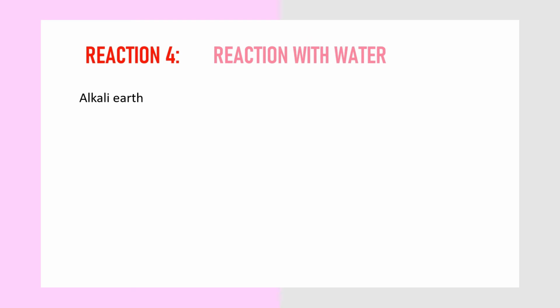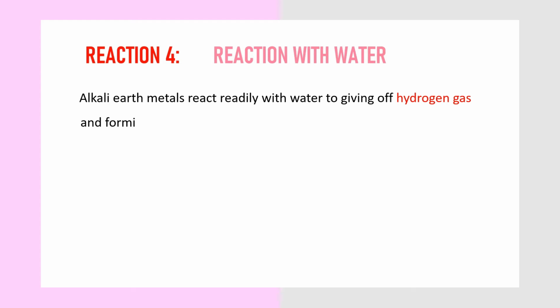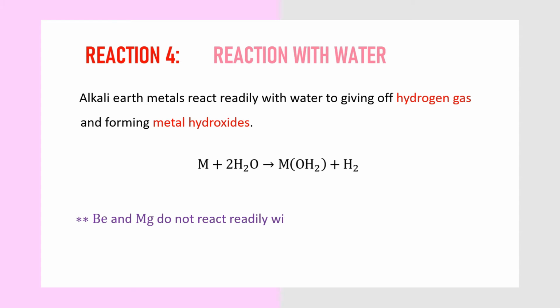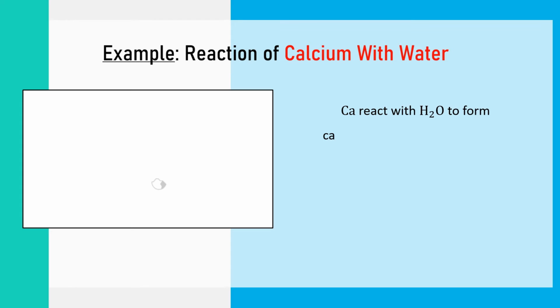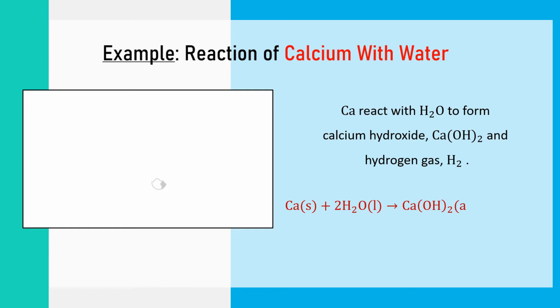Reaction 4: reaction with water. Alkaline earth metals react readily with water to give hydrogen gas and metal hydroxides. Here is the general chemical equation, in which M is the alkaline earth metal. Note that beryllium and magnesium do not react readily with water due to their low reactivity. Example: reaction of calcium with water. Calcium reacts with water to form calcium hydroxide and hydrogen gas. Here is a short video clip for this reaction.